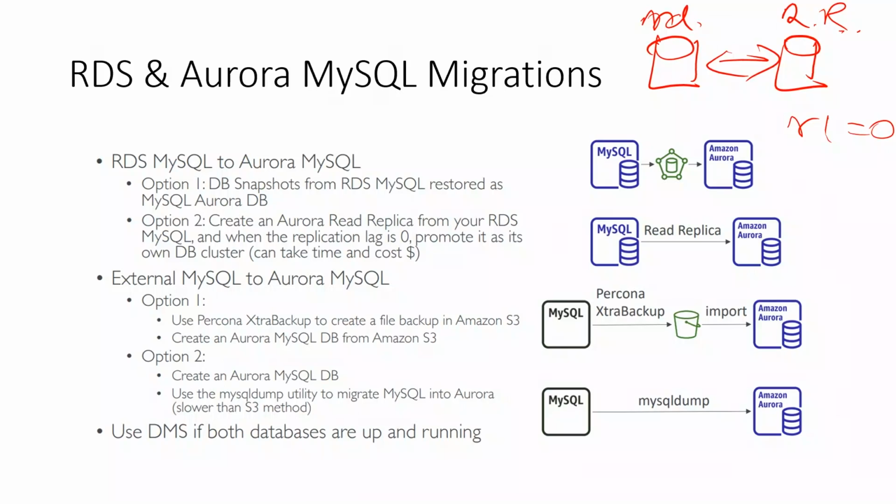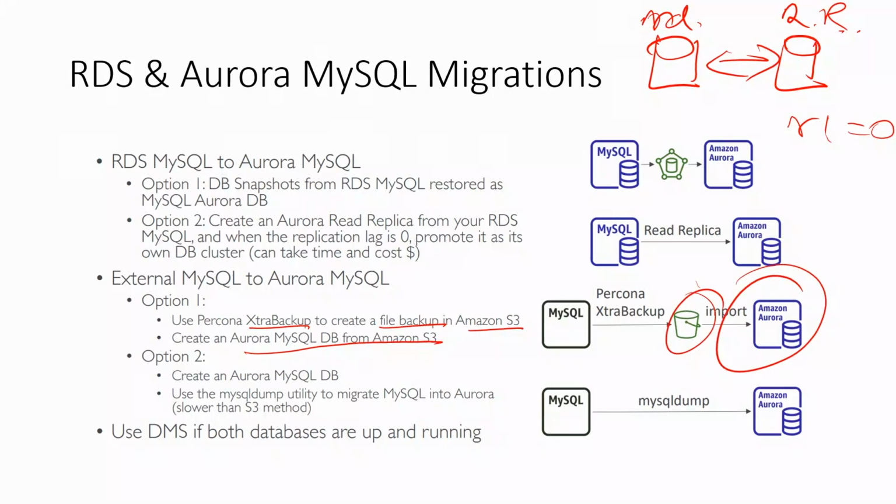Now if you have external MySQL to Aurora MySQL, option 1, use Percona XtraBackup to create a file backup in S3. So you just create a backup in S3 and create an Aurora MySQL DB from S3. Basically you use Percona XtraBackup to create a file backup in S3, you upload it there, and from that particular place you import it to an Amazon Aurora instance. That's what you're going to do.